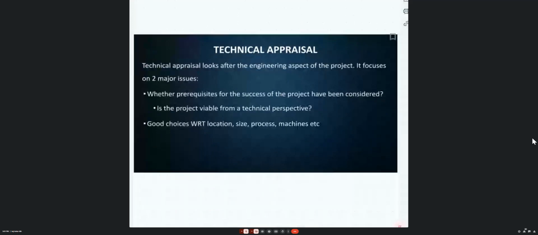Now, the next appraisal that we look at is the technical appraisal. So here we're looking at the engineering aspects of the project, and it focuses on two major issues: whether prerequisites for the success of the projects have been considered, as in, is the project viable from a technical perspective? Then good choices with respect to the location, the size, processes, machine, and so on and so forth. So those are some of the factors.